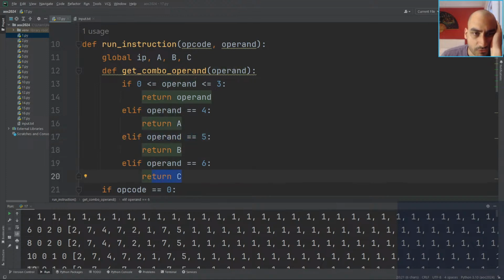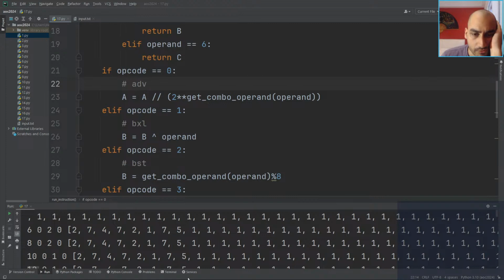Let's make sure each of these is correct. So combo 0 to 3, 4 is A, 5 is B, 6 is C. Okay. And then opcodes, we've got 0. Make sure this one is correct because we've copied it 3 times. So we've got A, integer divide, 2 to the power of the combo operand.